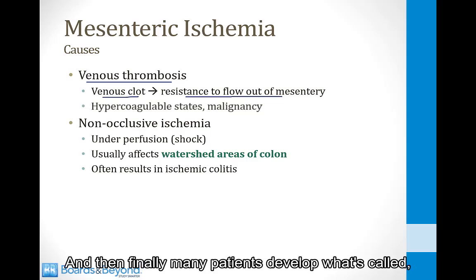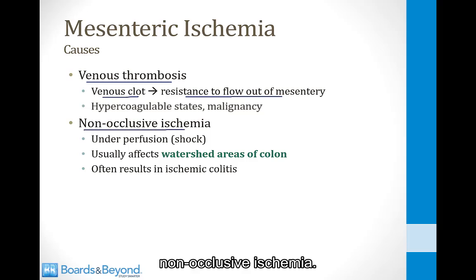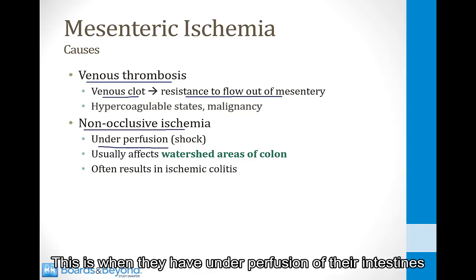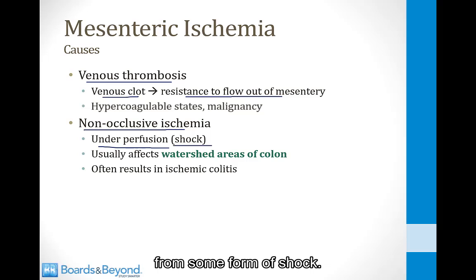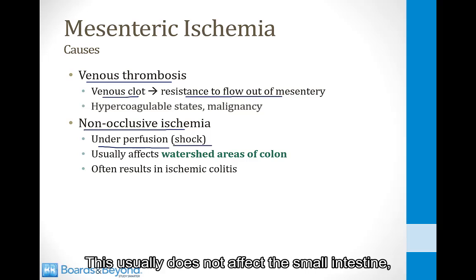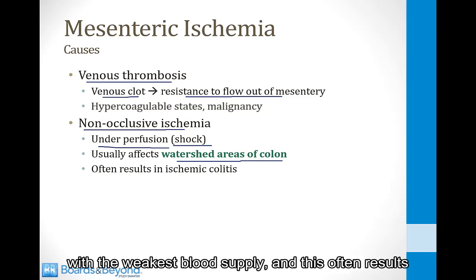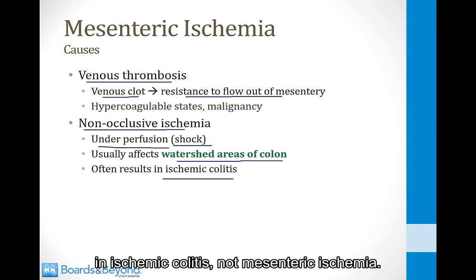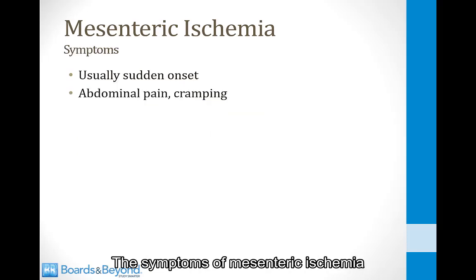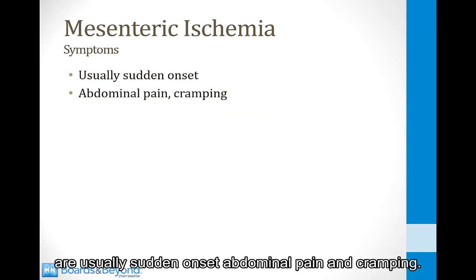And then finally, many patients develop what's called non-occlusive ischemia. This is when they have underperfusion of their intestines from some form of shock. This usually does not affect the small intestine. It usually affects watershed areas of the colon. I'll show you these in a few slides. These are the areas of the colon with the weakest blood supply, and this often results in ischemic colitis, not mesenteric ischemia. The symptoms of mesenteric ischemia are usually sudden onset abdominal pain and cramping.